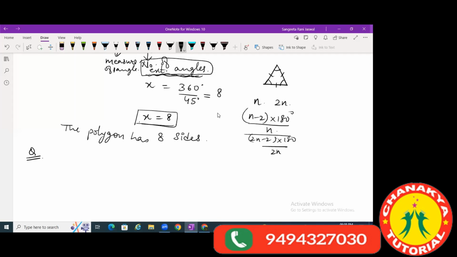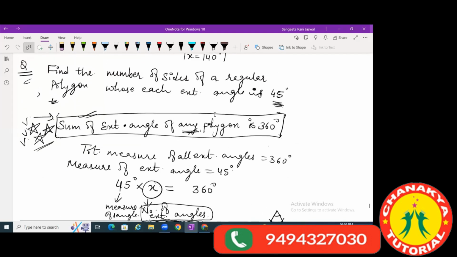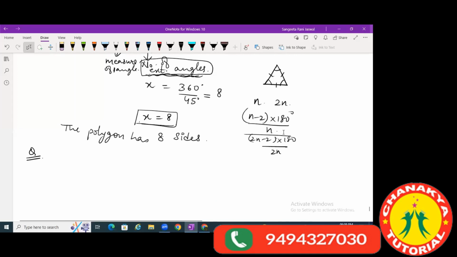This n minus 2 into 180 by n. Which part? Ma'am, down, near the angle, down on the page. This? Yes, ma'am. This is nothing from this part. I was showing the previous question, which I had just shown you.